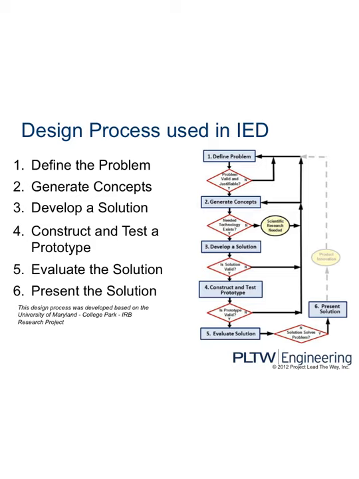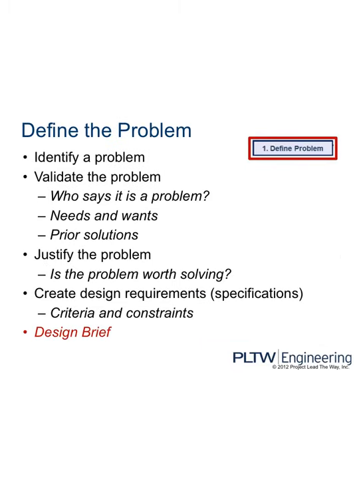Today we're going to focus strictly on step 1, define the problem. The whole purpose of define the problem is to make sure we know exactly what we're trying to solve. So the first thing we need to do is identify the problem. And in our case, our problem is to design a wire-guided vehicle that's going to follow the wire for at least 10 feet as quick as possible.